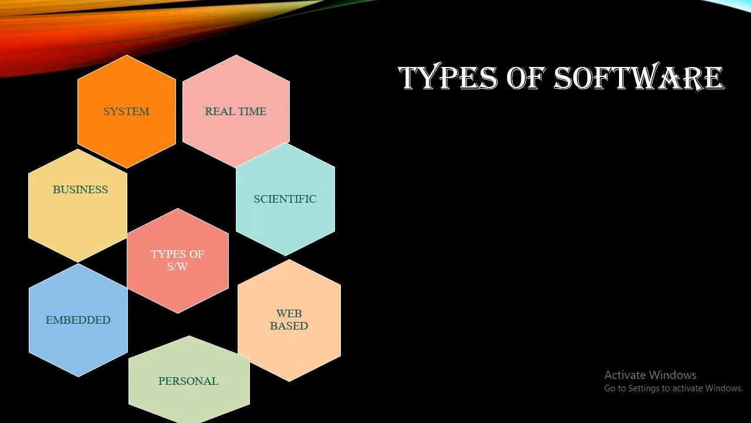Now we are seeing what the types of software are. Software is broadly classified into 7 different types. An engineer who wants to develop software must know about these 7 broad categories of software, and those categories become challenges to the engineers when they want to develop software. Those 7 categories are system software, real-time software, scientific software, web-based software, personal software, embedded software, and business software.